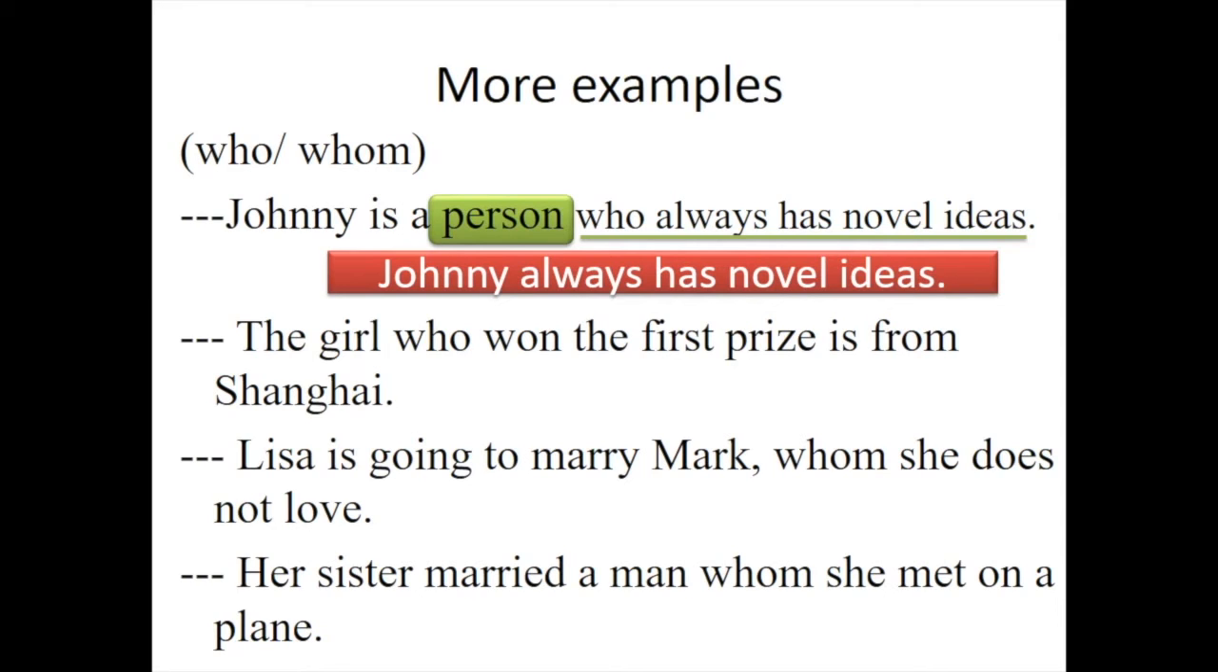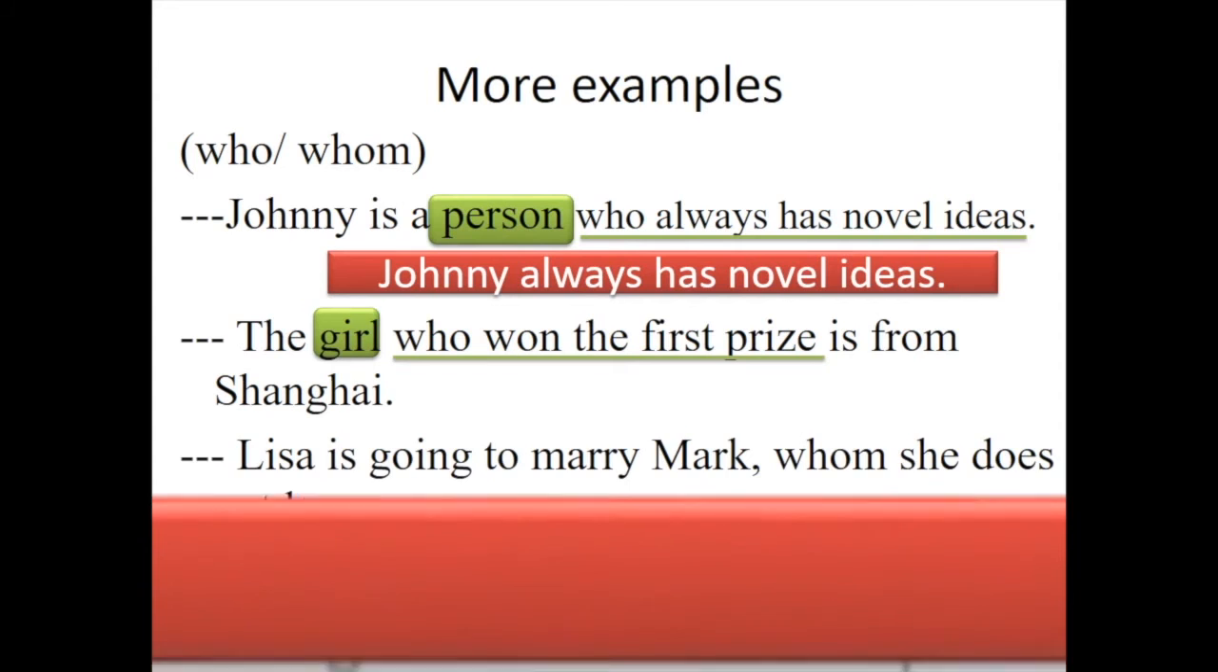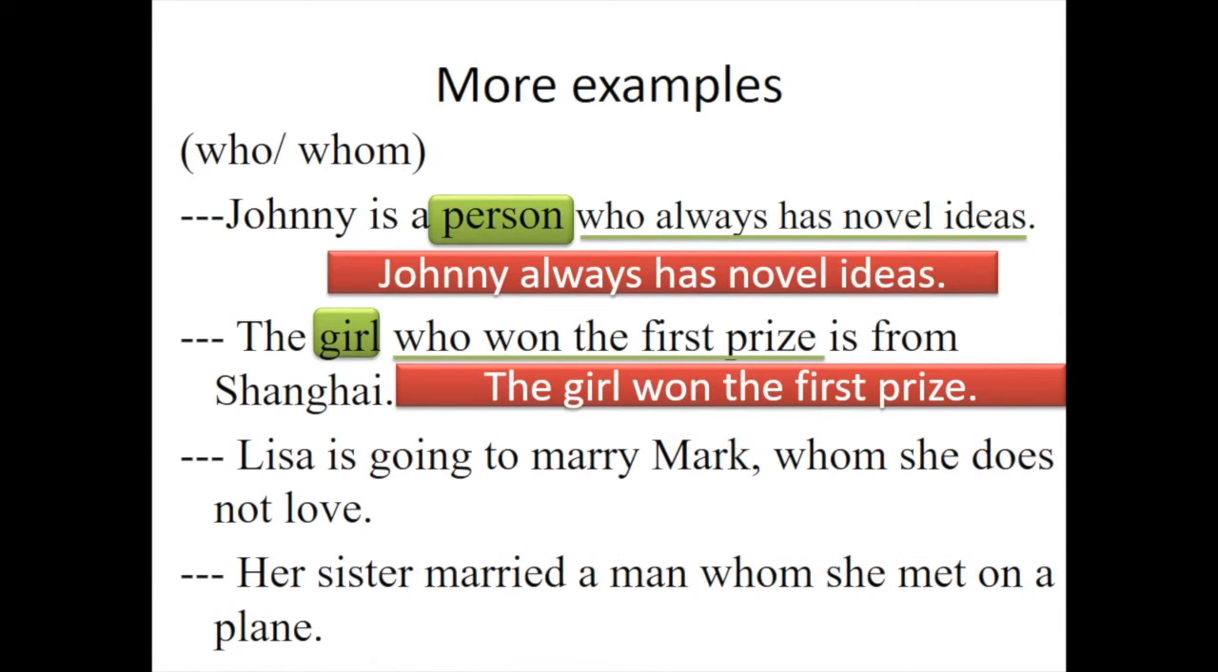Now the second one. The girl who won the first prize is from Shanghai. In this sentence, who won the first prize is the relative clause, and it is used to describe the girl. And the original form of it should be: the girl won the first prize. And I want to tell you more. The rest of the sentence, the girl is from Shanghai, is the main clause of the sentence. And who won the first prize here is the relative clause. So please remember that. Let's see more examples.